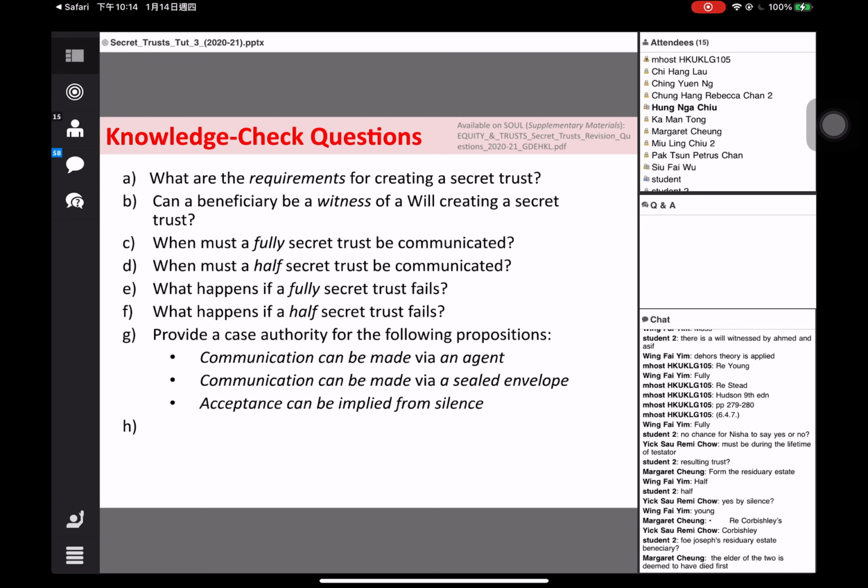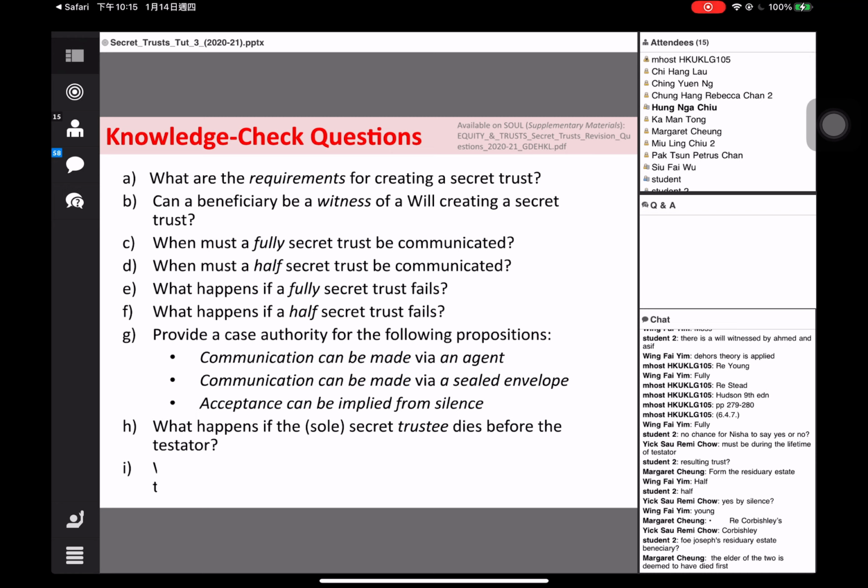Through acquiescence. Next question, what happens if the sole secret trustee dies before the testator? Well, if it's a fully secret trust, the legacy will lapse. The property remains in the testator's estate. That's the Re Maddock case. If it's a half-secret trust, though, the trust is still effective because of the maxim, equity will not allow a trust to fail for want of a trustee.